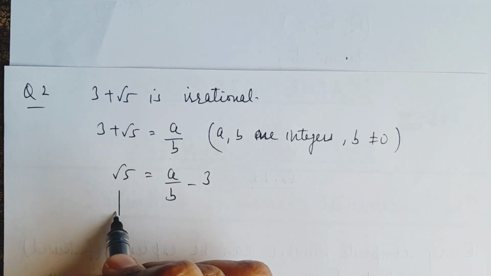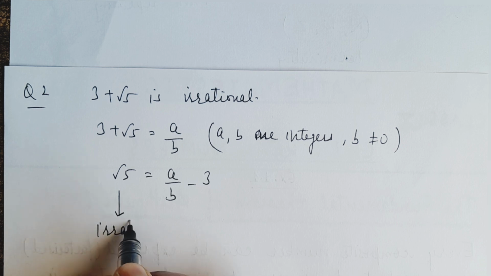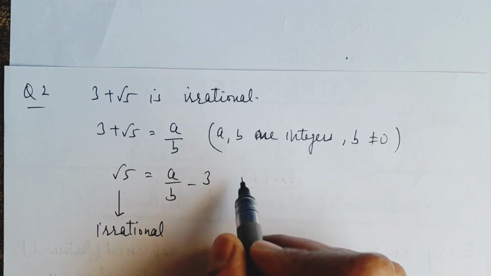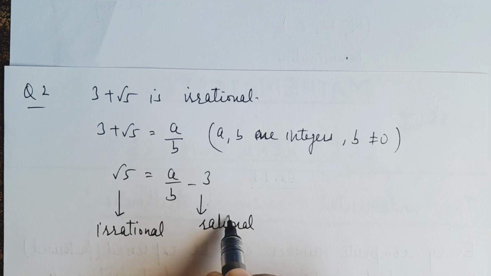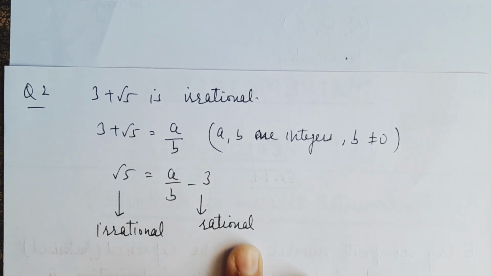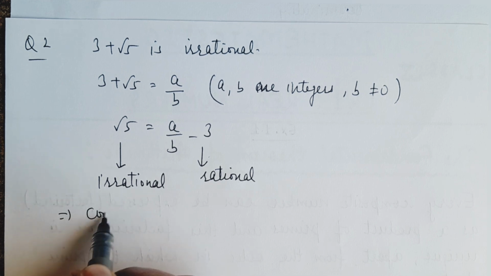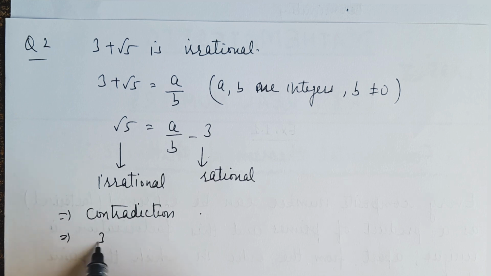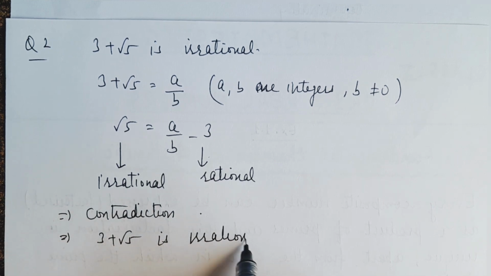Now again, root 5 we have proven in the first question that it is an irrational number. So if this is irrational, and a by b we have taken as a rational number, and 3 is also rational, and the difference of two rational numbers is always a rational number. So that means the left side is irrational but the right side is rational. That is a contradiction. It is not possible. Hence we got the contradiction here. So our assumption is wrong. 3 plus root 5 is not rational. It is an irrational number.